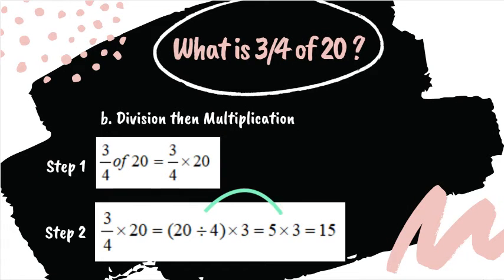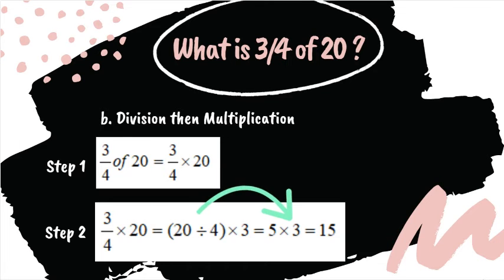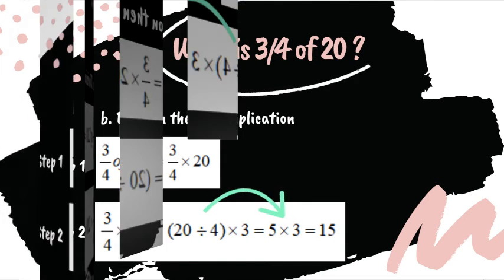Since I chose the second way, 3 over 4 of 20 is equal to 3 over 4 times 20. So it will become 3 over 4 times 20 is equal to (20 divided by 4) times 3. But I need to put 20 divided by 4 inside the brackets. So 20 divided by 4 is equal to 5. Then 5 times 3 is equal to 15.